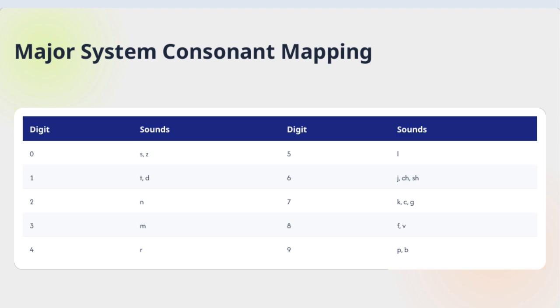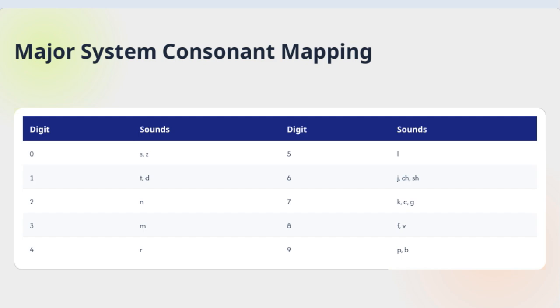You'll notice that some sounds are grouped together. For instance, F and V are both mapped to the number 8, while M is assigned to 3. Moving further, K, C, and G all share the number 7, which helps us form words by combining these sounds. It's important to see how these mappings allow us to turn numbers into words, making recall much easier.